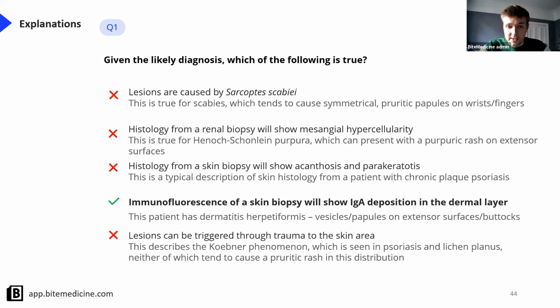So the correct diagnosis is actually dermatitis herpetiformis. Okay, so if you see the term vesicles or vesicular rash on extensor surfaces and buttocks, dermatitis herpetiformis should be a potential differential. Now, the key features of it are that you get IgA deposition in the dermal layer. We'll have a bit more of a chat about dermatitis herpetiformis on the next slide. And finally, that lesions can be triggered through trauma to the skin area. That describes the Koebner phenomenon that we've already discussed, which tends to be seen in psoriasis and Lichen planus, not in dermatitis herpetiformis. So it was a tricky one, but clearly not tricky enough for you guys.